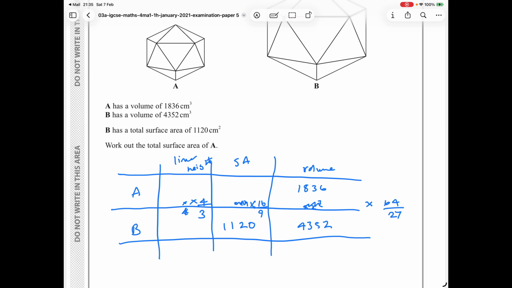And that's 1120 divided by, use the fraction button on your calculator, 16 over 9, equals 630, and that is how you do that. So literally look at it and fill it in using those pieces of information, so you can see how they work, and that way you'll get to a right answer.